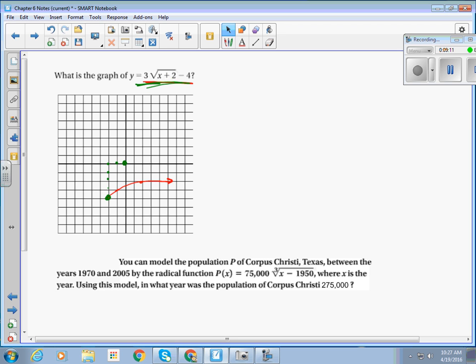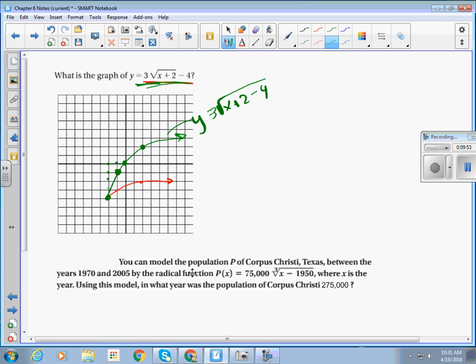But I have a stretch, so instead of going over 1, up 1, we're going to go over 1, up 3. Instead of going over 4, up 2, we're going to go over 4, up, let's do times 3, 6. So it's going to be much taller than our parent function. Vertical stretch, y'all.